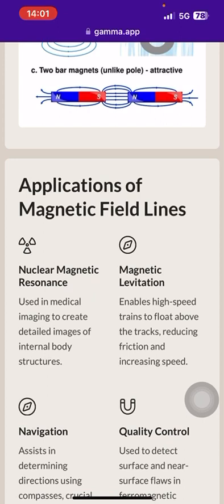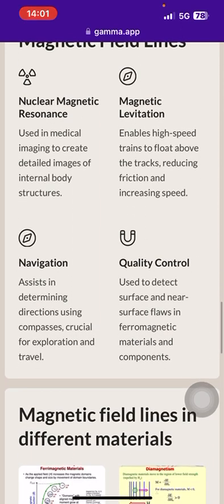Actually, the image is missing here. Navigation assists in determining directions using compasses, crucial for exploration and travel. So for navigation also, these magnetic field lines are used. Quality control is used to detect surface and near surface flaws in ferromagnetic materials and components.